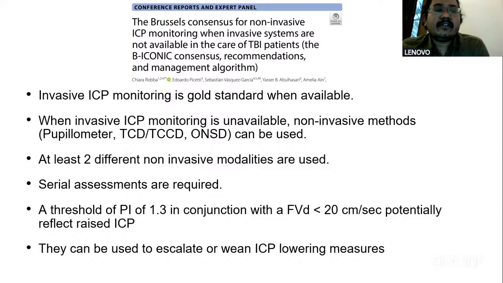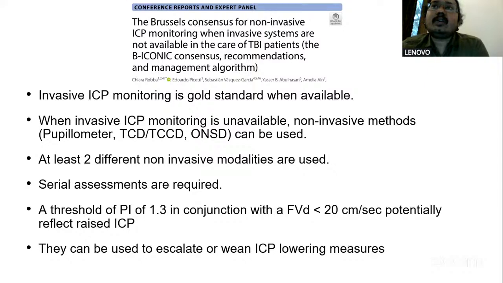But if invasive ICP monitoring is not available, you can go ahead and pursue non-invasive methods. The non-invasive methods they have suggested are pupillometer, TCD or TCCD, and ONSD. So these three things can be used. And they say that whenever you are using non-invasive methods, use at least two different modalities.